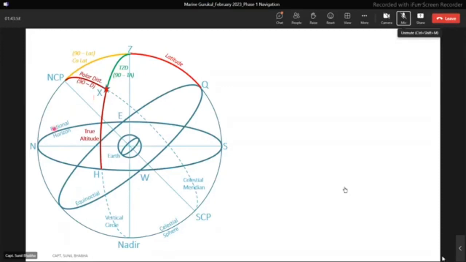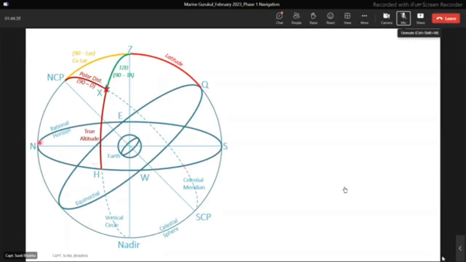First of all, we are only interested in that part of the celestial sphere which is above the rational horizon. That means this particular part, which contains the PZX triangle also. This is the part which we are interested in. We are not interested in the bottom part of the celestial sphere that is below the rational horizon, because that in any case will not be visible to the observer. So we are not interested in this particular part.